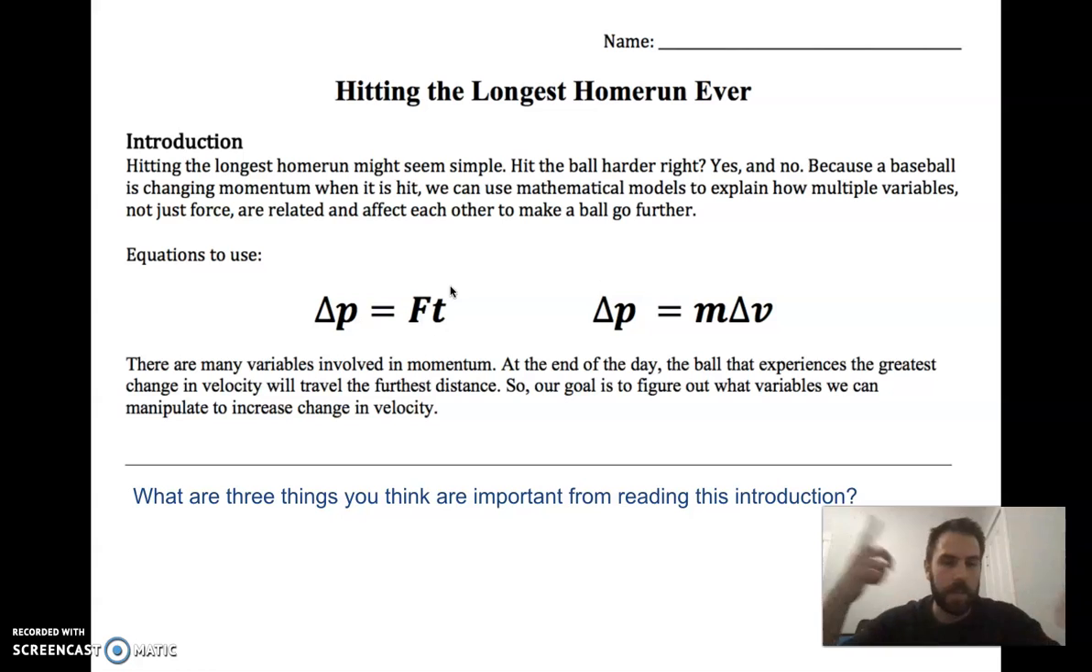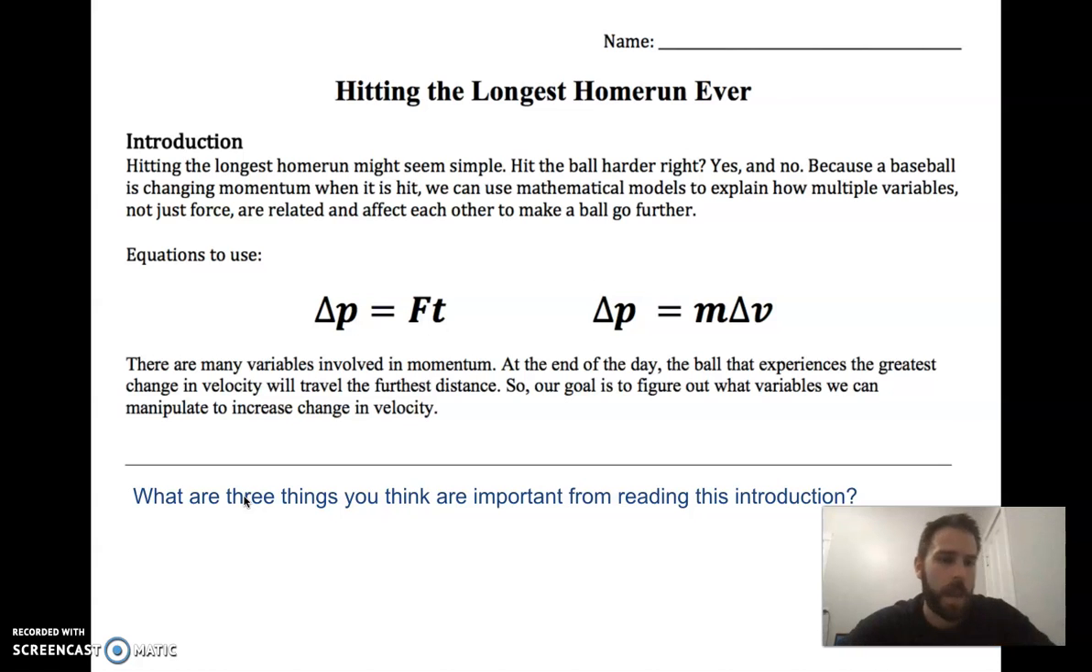So now we're going to apply the same thinking with our momentum equations. This is not in your packet, so maybe just annotate it somewhere in your packet. I want you to take a moment to read this introduction, just what's right here, and think of what are 3 things you think are important from reading it. So do me a favor, pause the video, and take a moment to answer those questions.